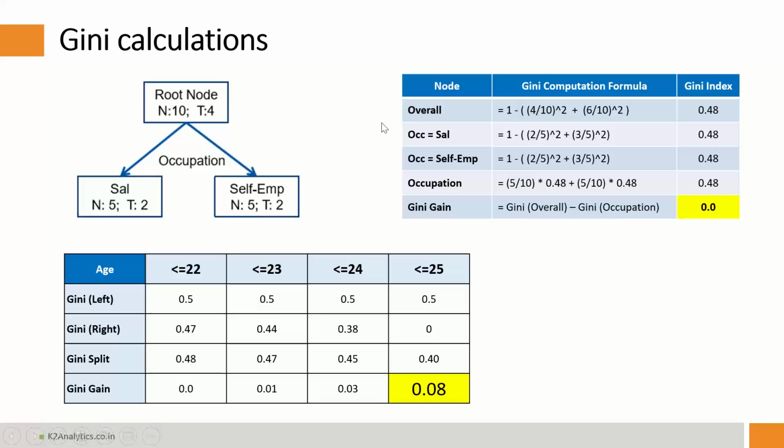If we apply the Gini gain calculation, the root node will remain the same. It is not going to change. For salaried, it will be 1 minus 2 by 5 the whole square plus 3 by 5 the whole square. It is 0.548.